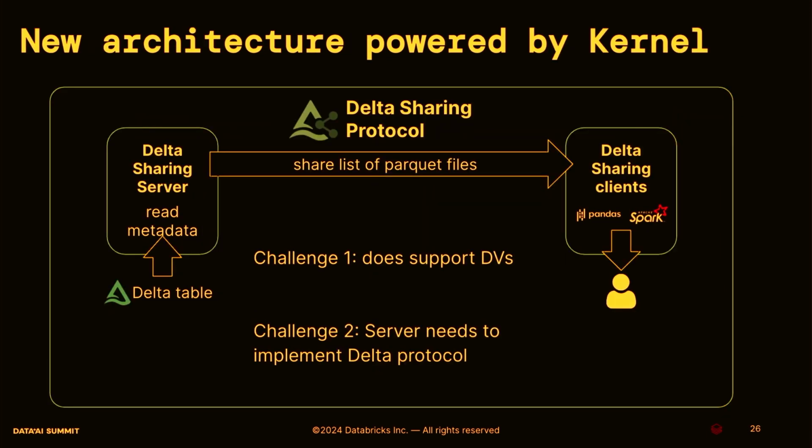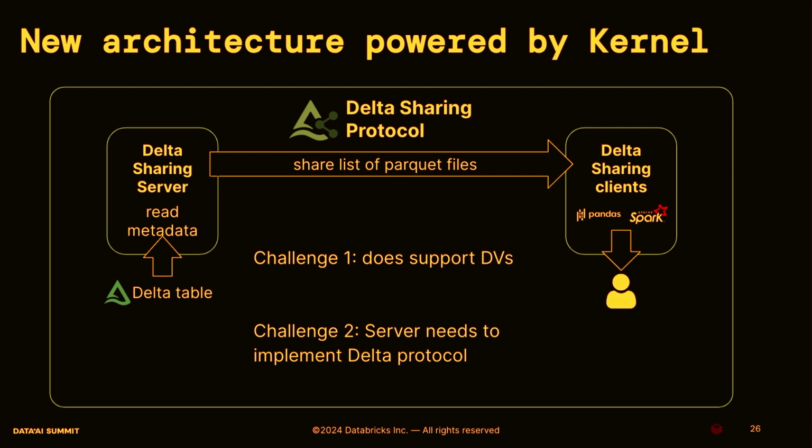And kernel is also enabling fundamentally new architectures. For example, how many people here know about Delta Sharing? Okay, some don't. Okay, so here's a 30-second overview. Delta Sharing is a protocol by which a Delta Sharing server can share the information of a Delta table to a client. The server reads the Delta table's metadata and sends that metadata over to the Delta Sharing client in the form of pre-signed URLs. Basically, here are the Parquet files you need to read this Delta table.